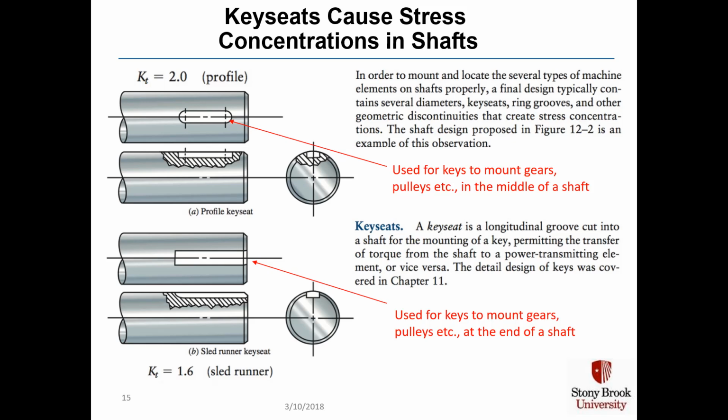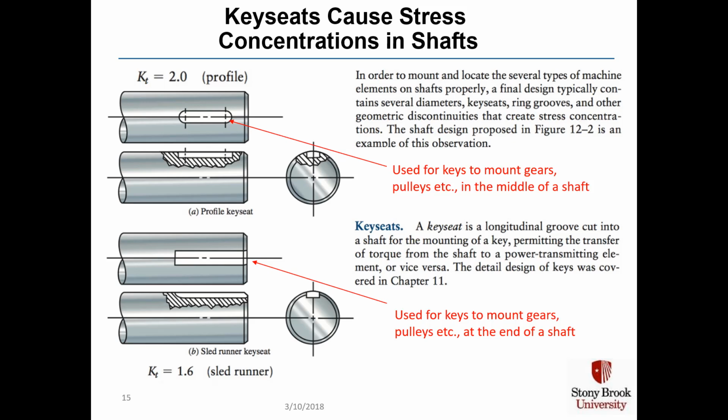And there are two basic varieties. If a keyseat is machined in the middle of the shaft, it's called a profile keyseat. And then you use a stress concentrator of 2.0 when you calculate what the stress and the effective diameter of the shaft is at that location.